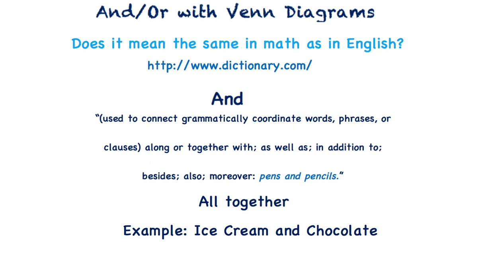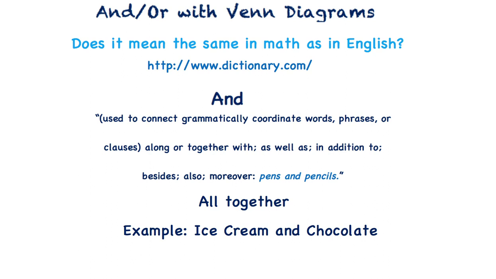In math, the meaning of and means only what is in common with both. So back to the example. I would only eat ice cream if there's chocolate in it. I would not be eating anything that wasn't ice cream with chocolate or chocolate and ice cream, what you want to combine that as.